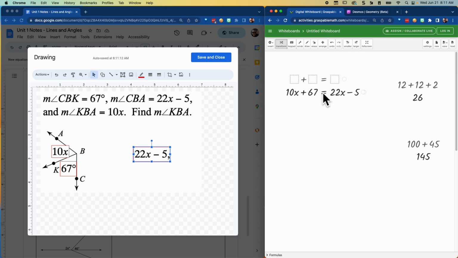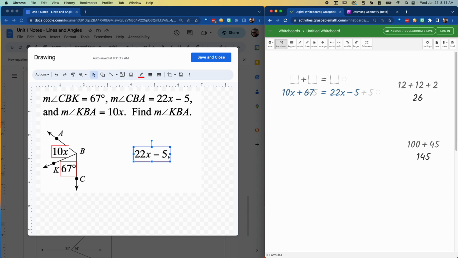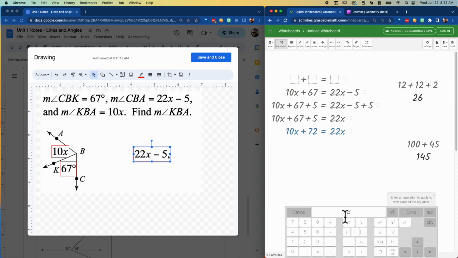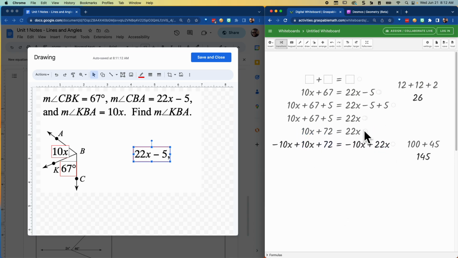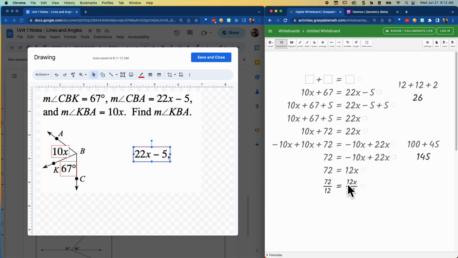Now again, I'm just solving an equation. So in here, I see that I got coefficients, I got constants, I got lots of things. So I'm going to first add 5 to both sides. That will make a 0 with this 5, and it will make 72 with the other side. Then I'm going to add a negative 10x to the left side, which it also adds to the right side. But that makes a 0 over here. And this will become 12x. And finally, I can divide both sides by 12 to get x all by itself, solving that equation there. And I get x equals 6, right?